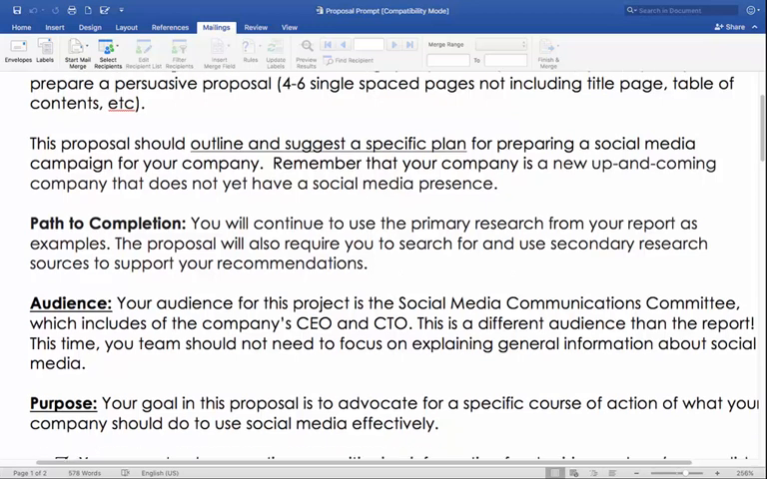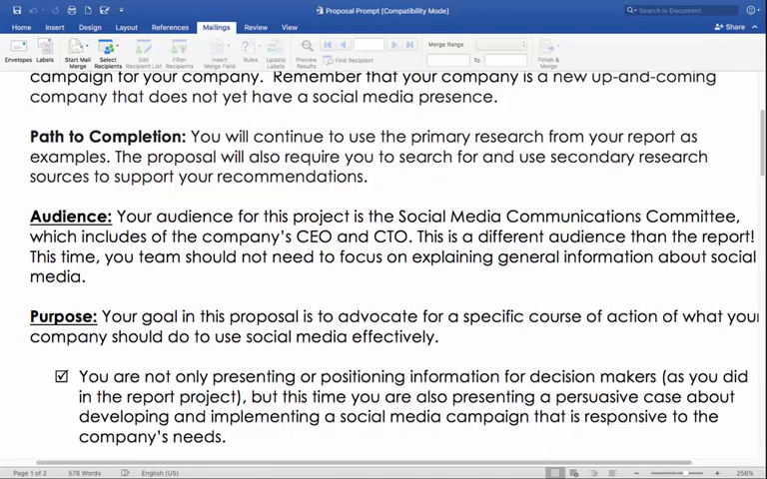So what you're going to do is start with your report as a jumping off point, and you're going to use that same primary research, but you're also going to search for and use secondary sources as well.